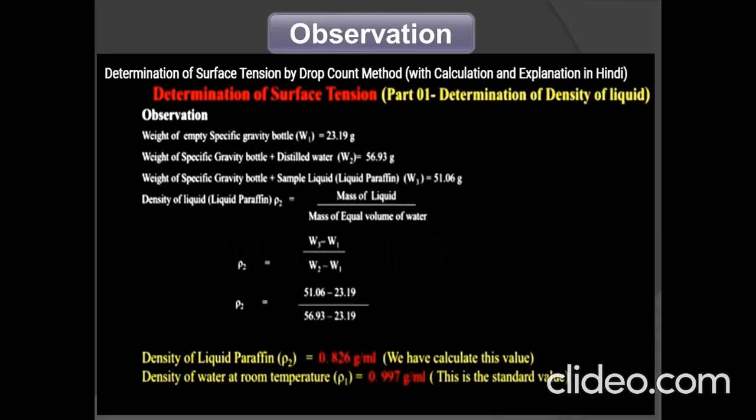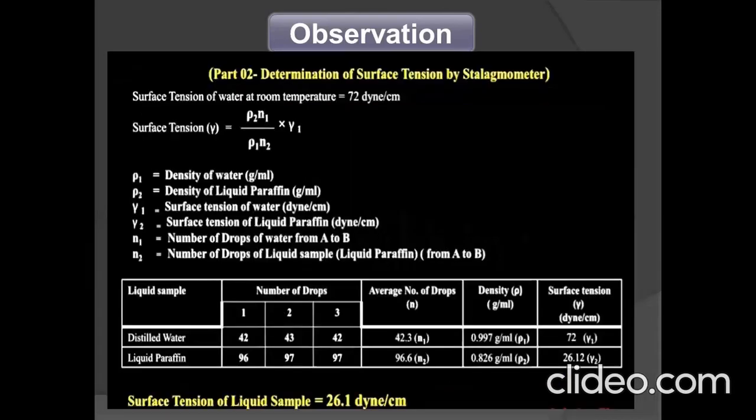Here the density of the liquid paraffin, which I have taken as an example, is 0.826 gram per ml. That is the value we have to calculate. Then the density of water at room temperature is a standard value, that is 0.997.